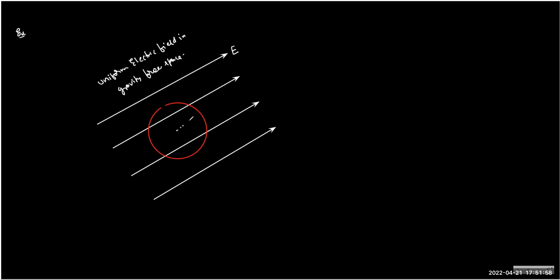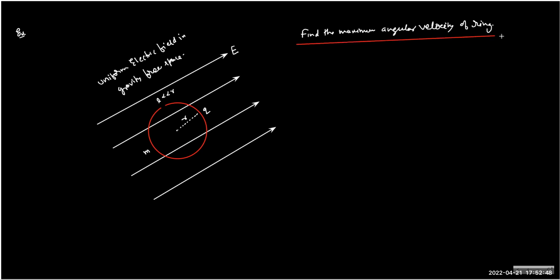So the radius of this ring is r, mass of the ring is m, and the gap is very small compared to r. So this L is very small, and the total charge q is spread over the ring, and the ring is at rest in the gravity free space under the influence of the uniform electric field. So the question is: find the maximum angular velocity of the ring. This will be a nice practice for your rotational dynamics because that is what we have completed. So think for a while, then I will give you the required solution if required.